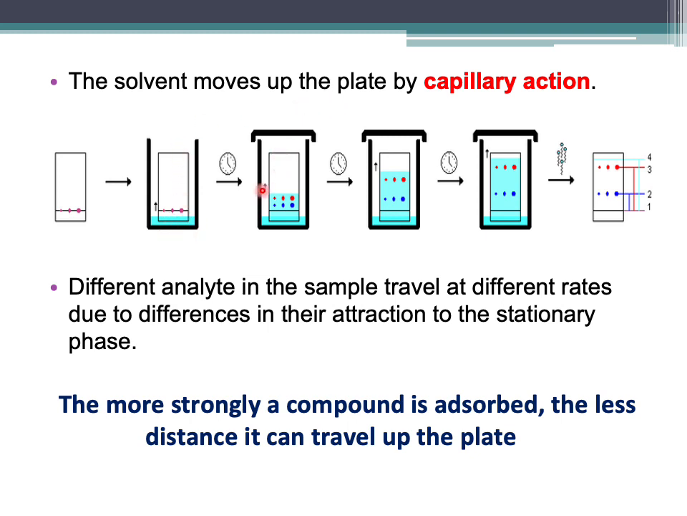Kita kena tutup lah. And then after a few minutes, maybe after a few hours, dia akan nampak lah pergerakan tu. Mobile phase tu akan bawa spot tu naik ke atas dan berlaku separation. So different analytes in the sample travel at different rates due to differences in their attraction to the stationary phase.